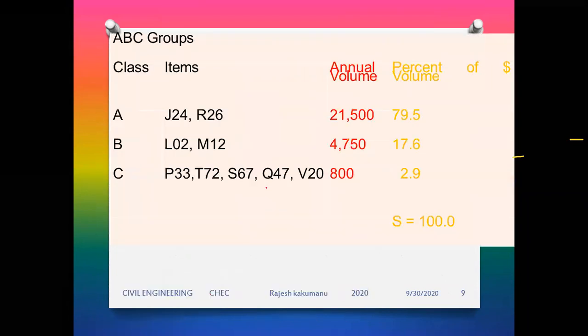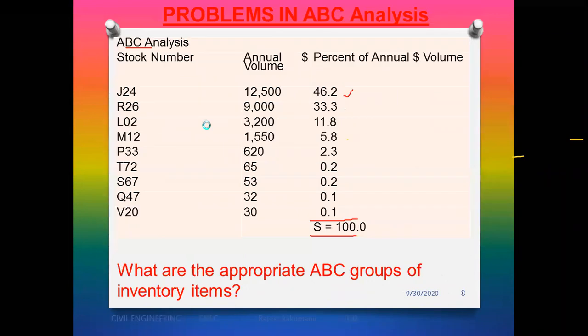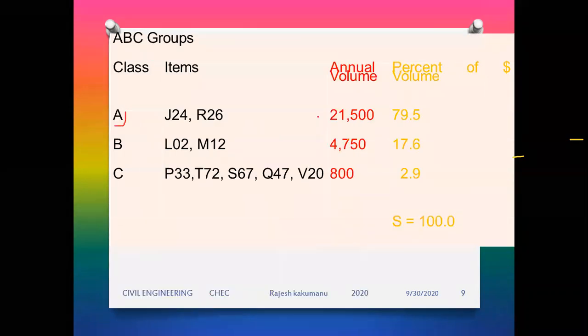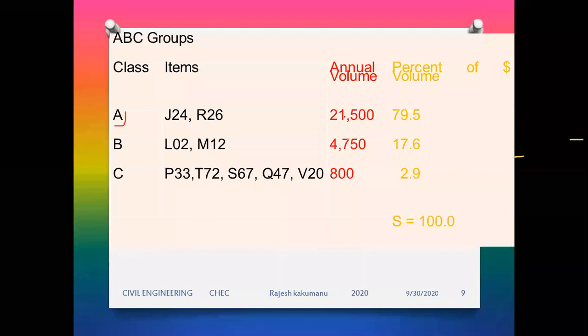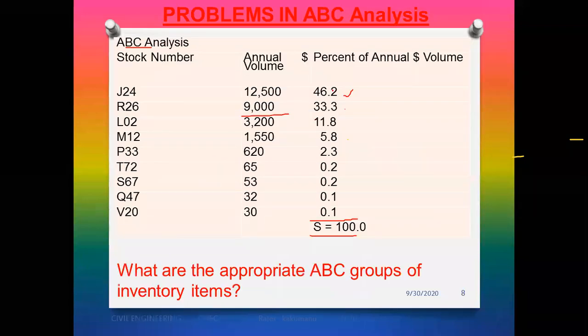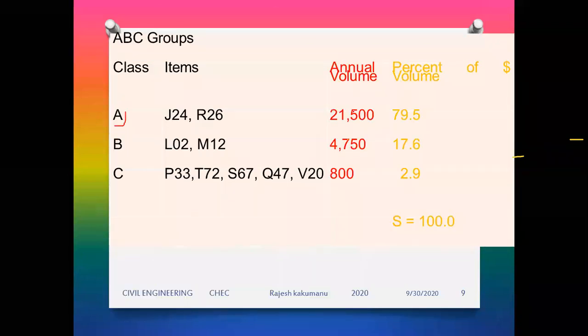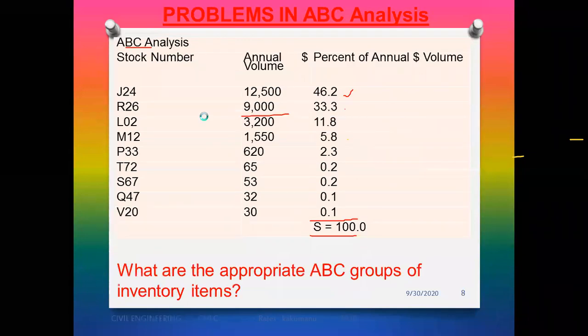Now see, ABC groups, class items. So A class, we took this and made the table. What are the class A items? J24 and R26. What is J24? 12,500. R26 is 9,000. So these are called A. Then what is the total cost here? 12,500 plus 9,000, that is 21,500, right? So if you add these two, you are getting 79.5%, right?